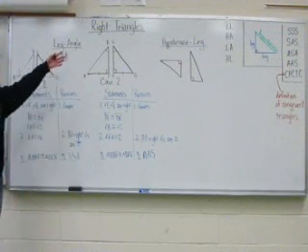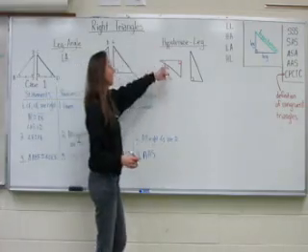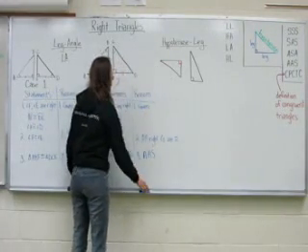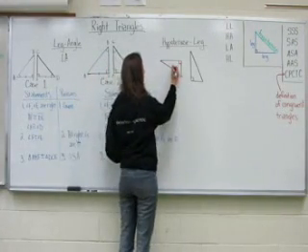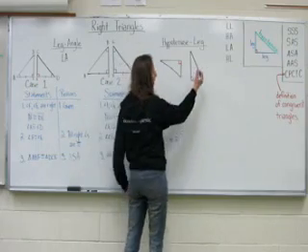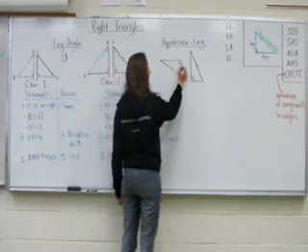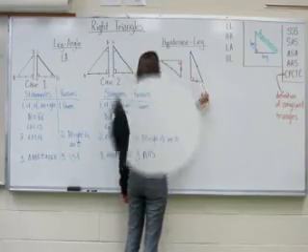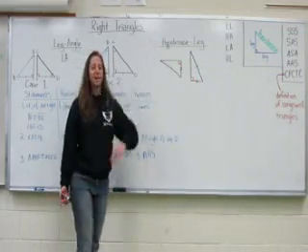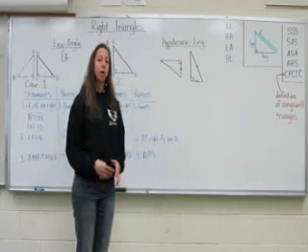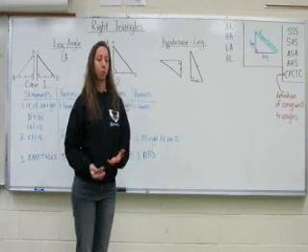The final situation we had was hypotenuse-leg. What if we know that the hypotenuse of one right triangle is congruent to the hypotenuse of another, and one of their legs is congruent? You can go out and test this as many times as you want, and you'll find that it's always true.